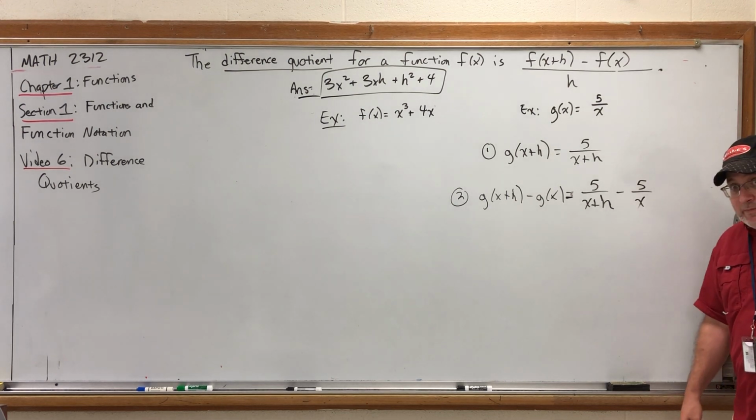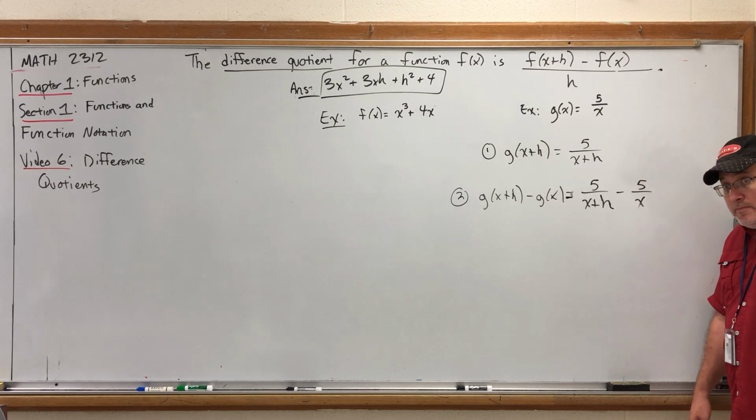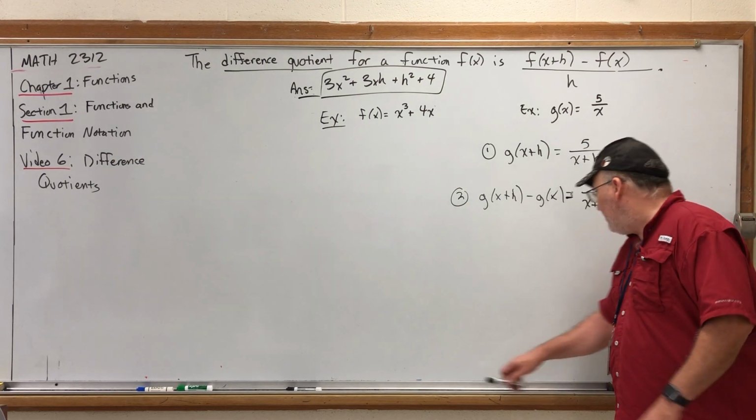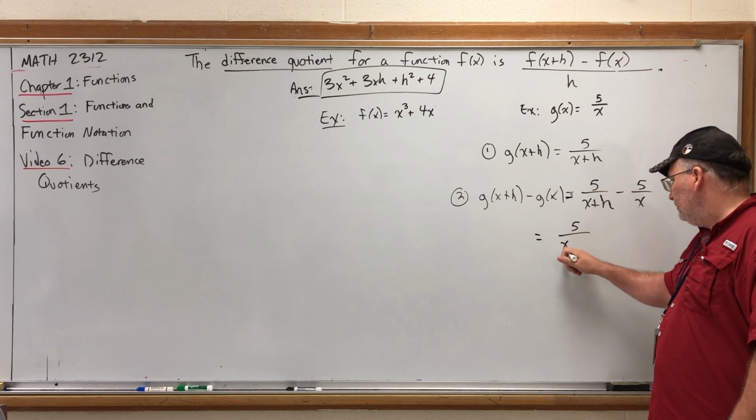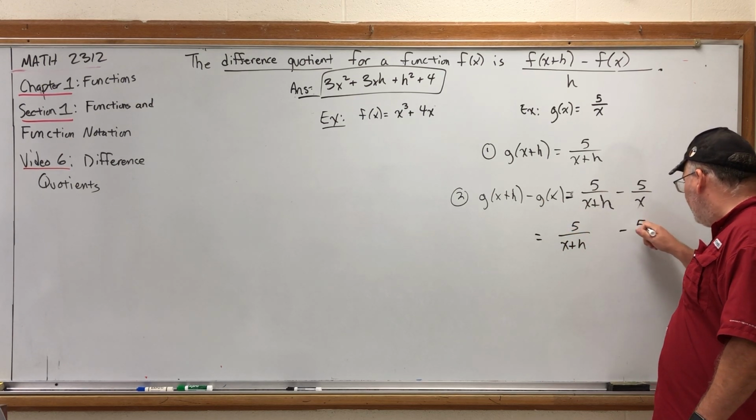The rule is still the same. Get a common denominator, combine the numerators. But how do you get a common denominator when your fractions are 5 over x plus h and 5 over x?